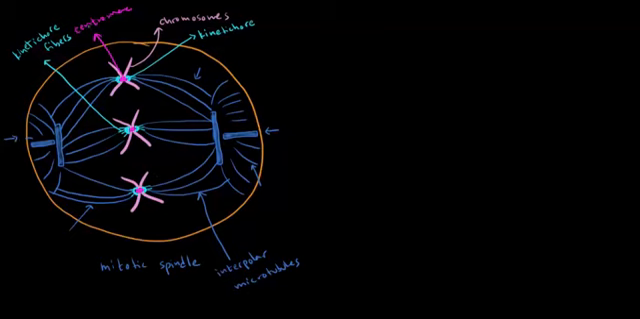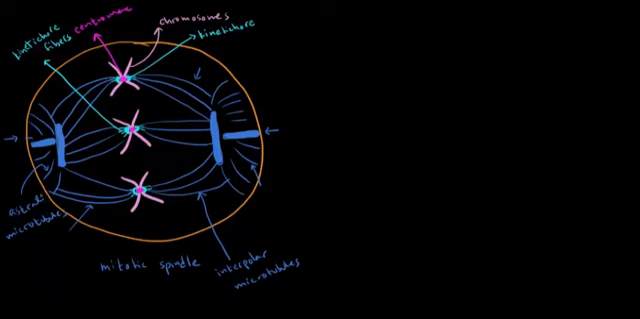And you can see the interpolar microtubules are attached to our centrioles. I'm just going to highlight them to make it more clear. Here's one pair of centrioles, and here's another pair of centrioles. So the centrioles are an anchoring site for the interpolar microtubules. Let's just go through a couple of other structures. These microtubules that are coming out of the centrioles, those are called astral microtubules.